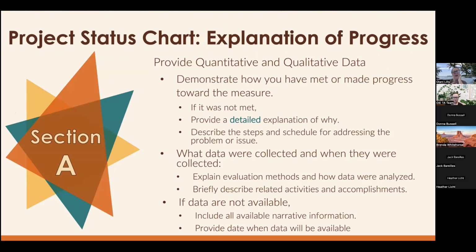I know I've been kind of talking about it already, but we're going to get into the nitty-gritty of it. So when you're writing your explanation of progress, you really want to provide both quantitative and qualitative data. And you're like, well, we just went over all the quantitative data part. Yes, but you might not have all your data, but you might have some preliminary data. So go ahead and provide that in your explanation of progress.